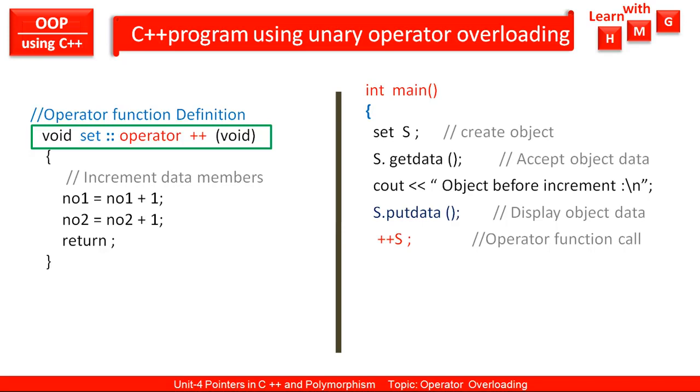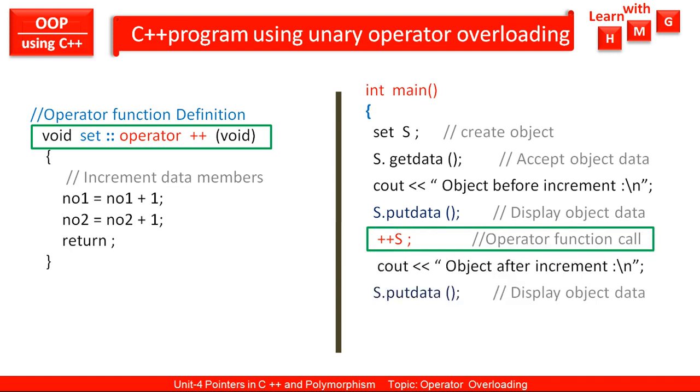Now let us display the object after increment. So here the object after increment is displayed using the putData function. The putData function is called using the s object as s.putData. So it will display the object data. Return 0, end of the main function.